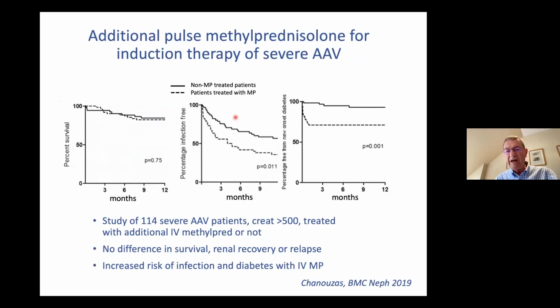What of methylprednisolone? Now this slide, this is not a randomized trial. This is a multi-center retrospective study looking at the use of additional pulse methylprednisolone in severe ANCA vasculitis in patients with a creatinine of more than 500. And you'll be interested to see that there was no difference in either patient survival, shown in this graph, or renal recovery or relapse. But there was a higher risk of infection, as shown here, and of diabetes in the patients treated with intravenous methylprednisolone.